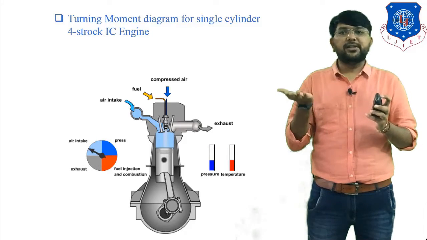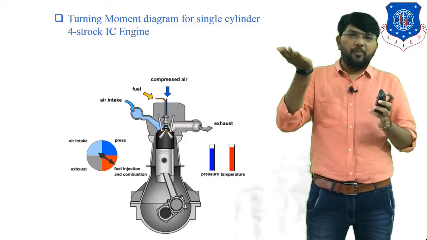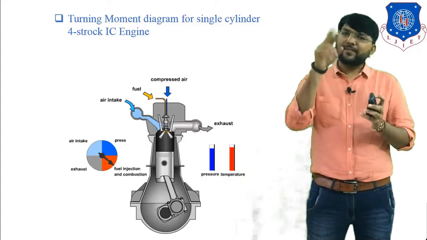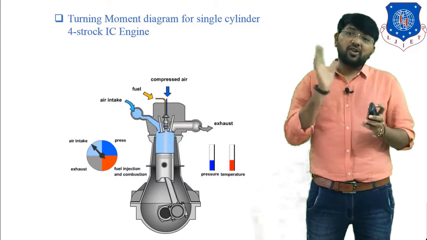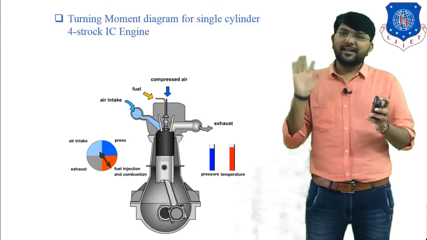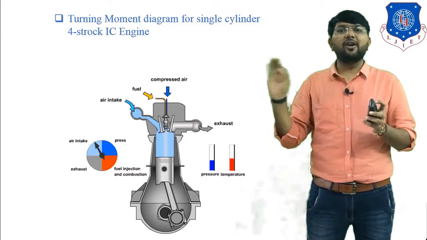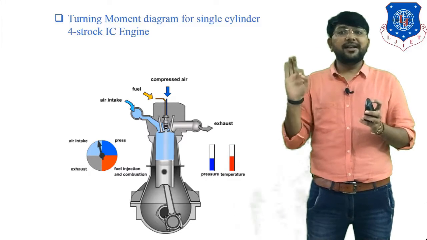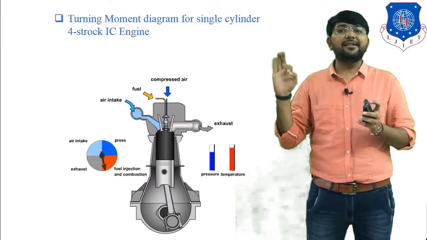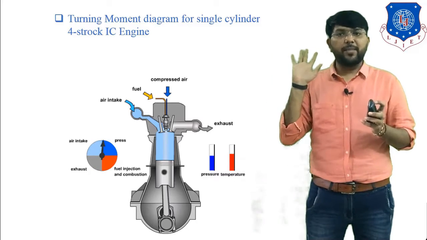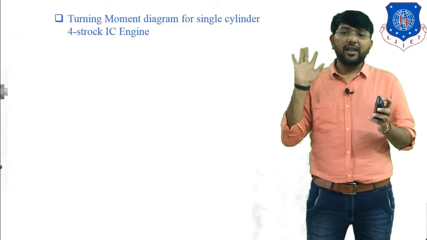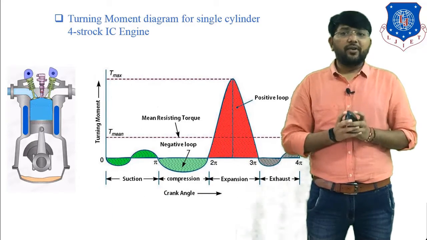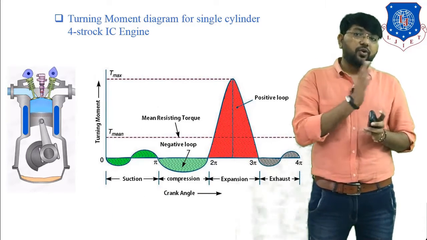In the fourth stroke, the piston moves from the bottom end side to the top end side and removes the exhaust gases from inside the cylinder. This process is also known as the scavenging process. Clear? So this is the simple working of the engine. Clear? In the working of the engine, you have to understand that the flywheel gains energy at the third stroke, that is the power stroke. Clear? Okay. Now we have to understand the turning moment diagram for the single cylinder 4-stroke IC engine.